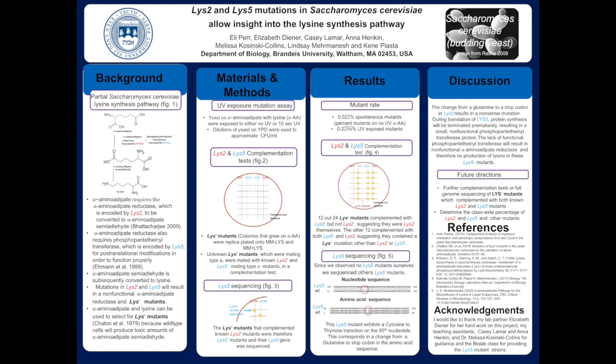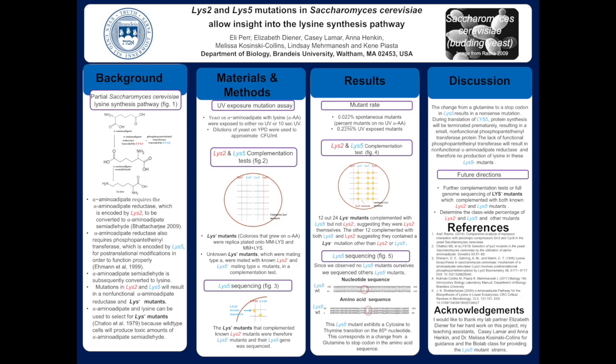It was determined that the spontaneous lys mutant rate, the percent of mutants that grew on alpha AA plates not exposed to UV, was 0.022%. The UV exposed mutant rate was more than 10 times higher, 0.2296%. In our complementation test, half of the lys mutants complemented with lys5 and were thus lys2 mutants. The other half complemented with both lys5 and lys2, and that suggests they contained a lys mutation other than lys2 or lys5.